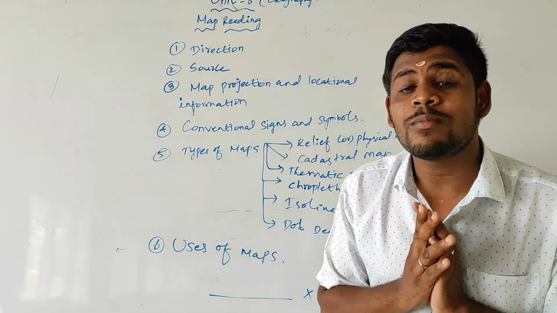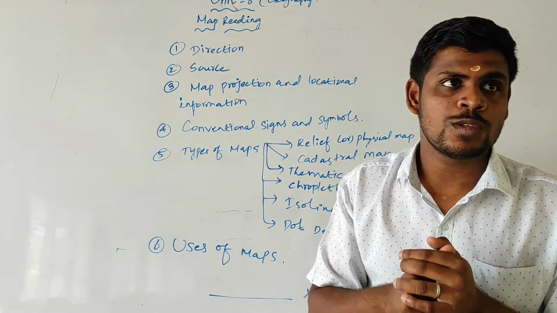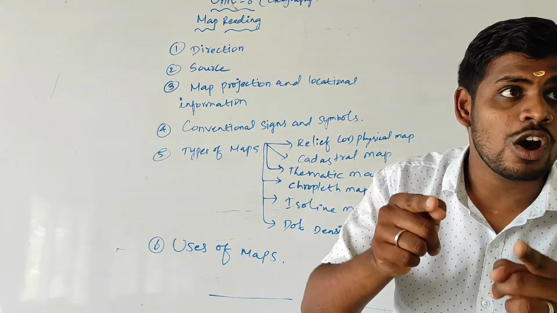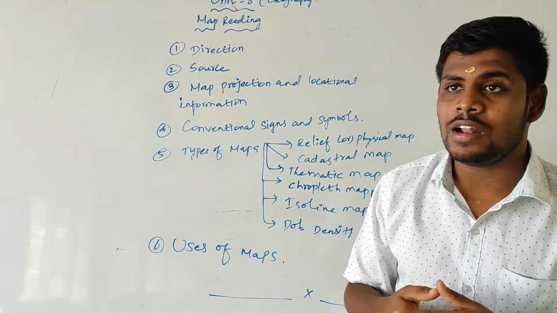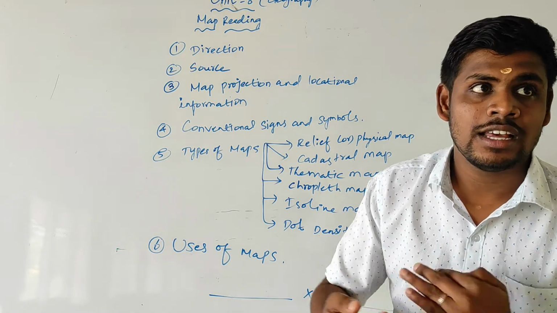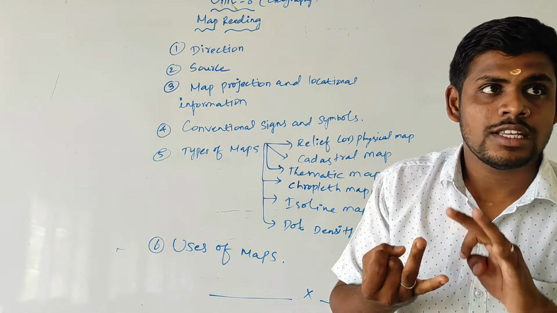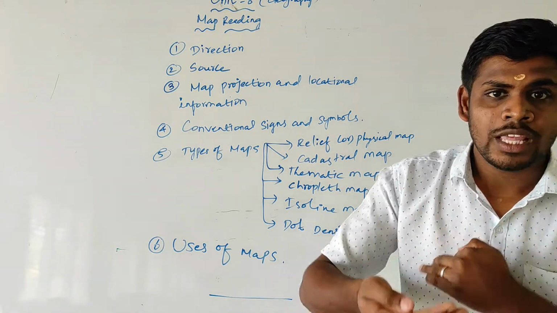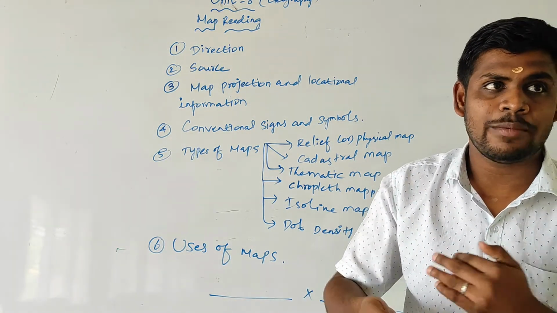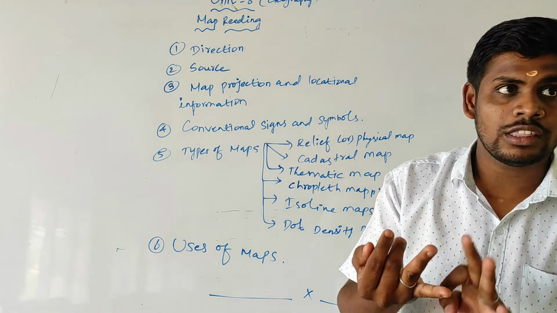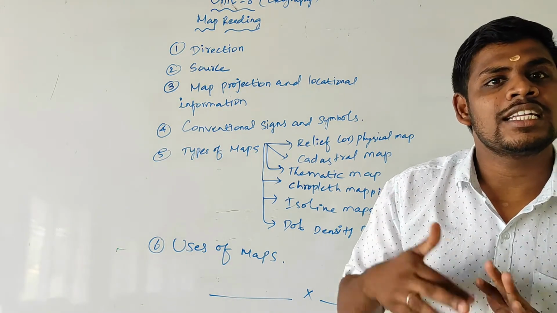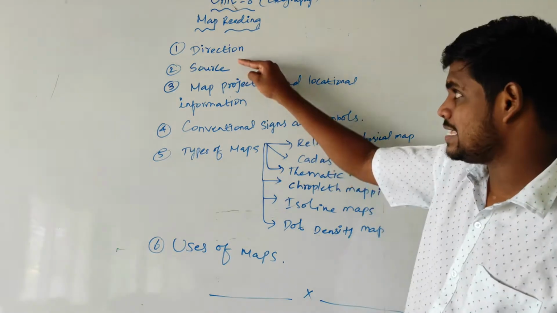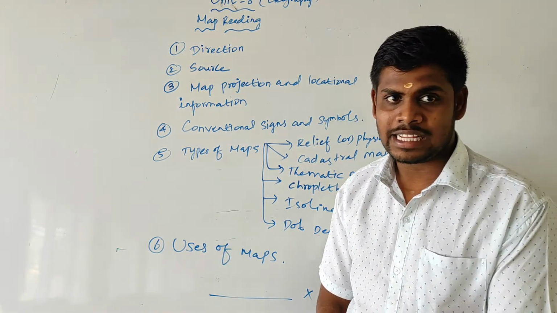The symbol is called a what mark? Compass rose, which always shows which direction? North. Sometimes all the cardinal directions such as north, south, east and west are also shown. In addition, the intermediate directions of north, east, west and south may be given. This is the explanation about direction.